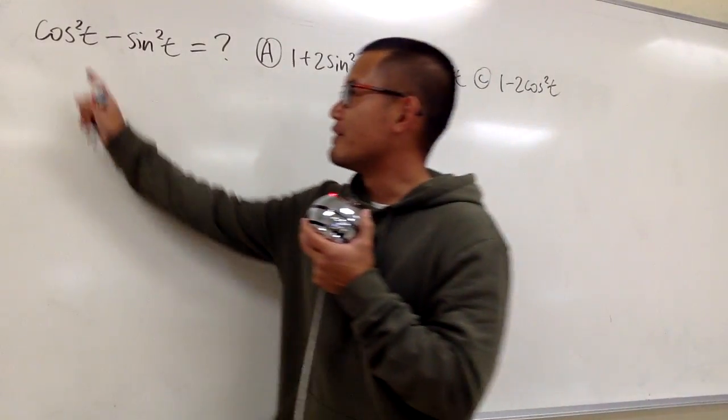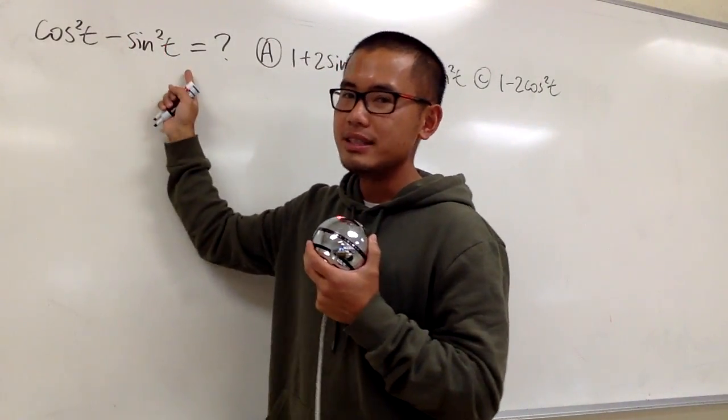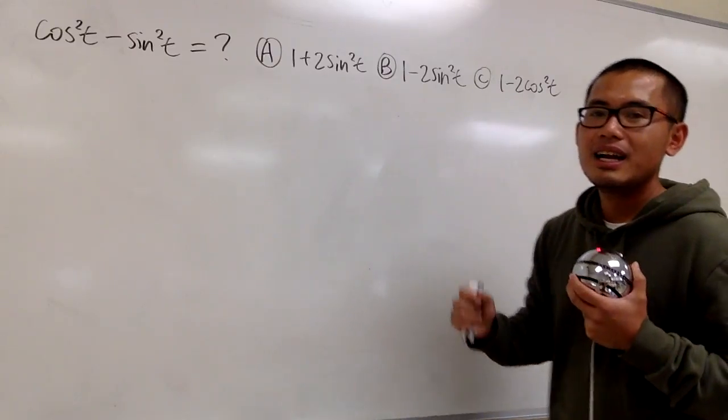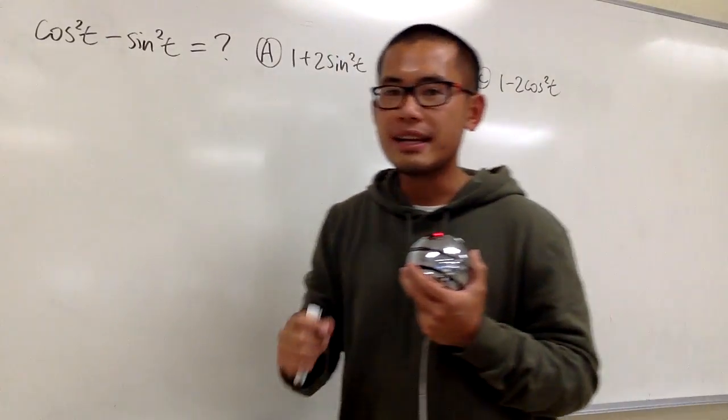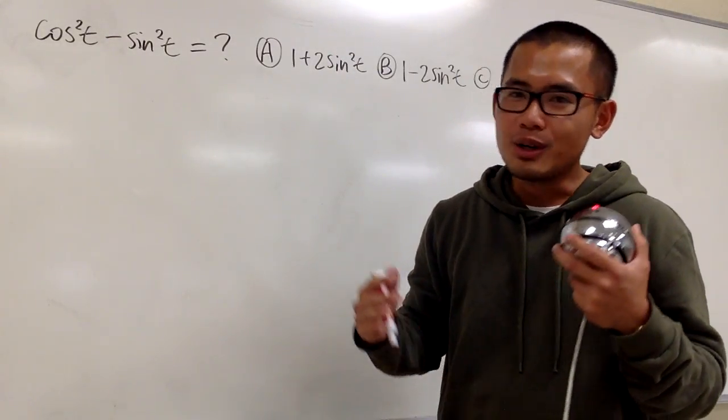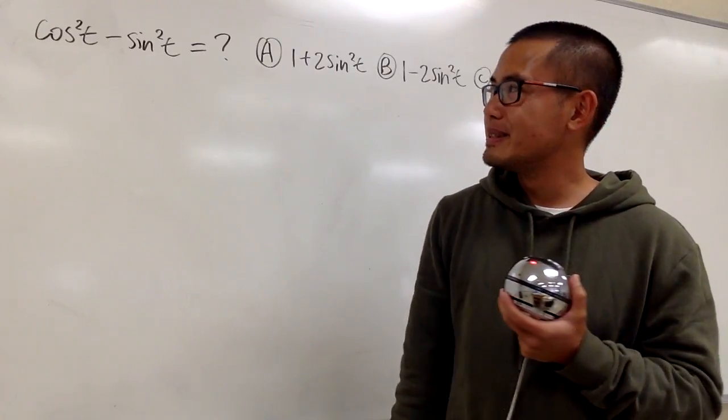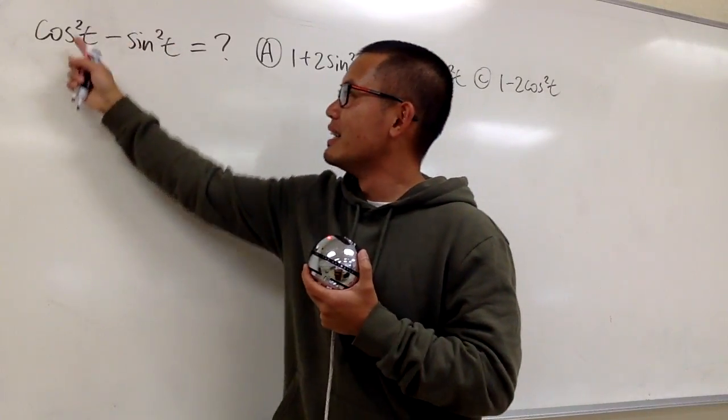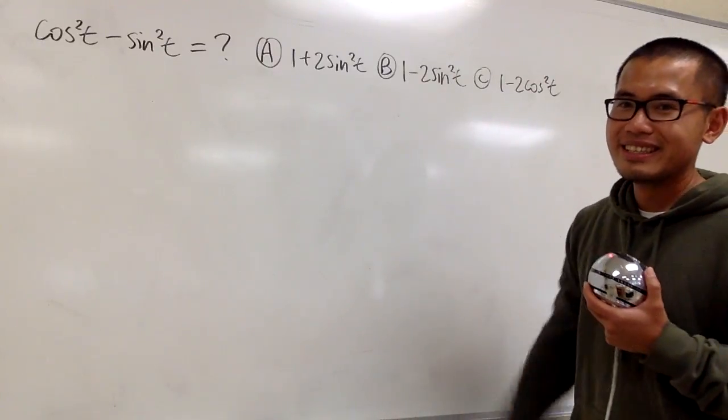Let's look at this one. We have cosine squared t minus sine squared t is equal to which of these right here? Notice that both of these terms are in terms of sine and cosine already, so I don't need to do the usual step, right? But I still have to identify which of these this is equal to.